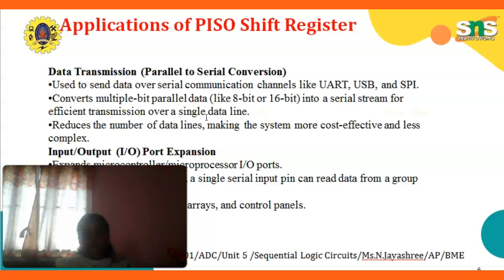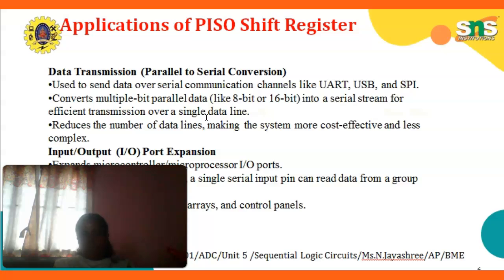It reduces the number of data lines, making the system more cost effective and less complex. Next one, I/O port expansion. It expands microprocessor I/O pins. Instead of multiple input pins, a single serial input pin can read data from a group of parallel inputs. It is commonly used in keyboards, sensor arrays and control panels, where multiple inputs are given to one system so that it can process the input and give the output. So it also expands the microprocessor and microcontroller output pins.